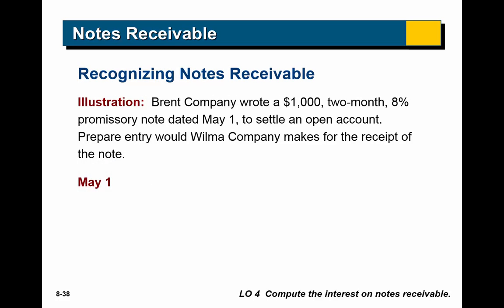All right. So here's an example. Brent Company wrote a $1,000 2-month 8% promissory note dated May 1st to settle an open account. What entry would they make upon receipt of the note? Well, they would show notes receivable going up. Receivable's an asset, so it's debited. And accounts receivable going down. They're paying off the accounts receivable. That happens on May 1st.